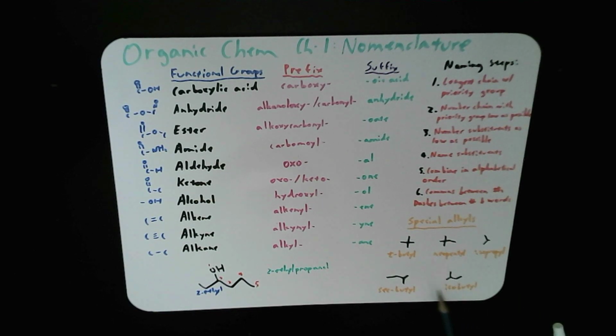Isobutyl, 1, 2, 3, 4. You're bonded to 4 carbons, but just like isopropyl, you're not bonded to the very tip. You're bonded to the middle. See, this one is bonded to one in the middle. It's in like a windmill shape.